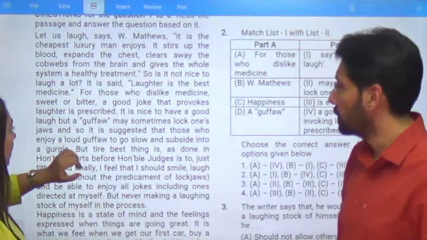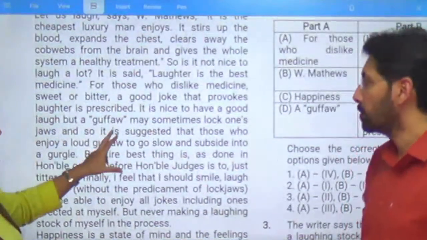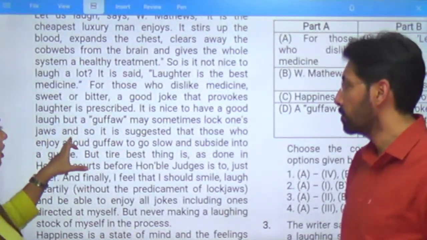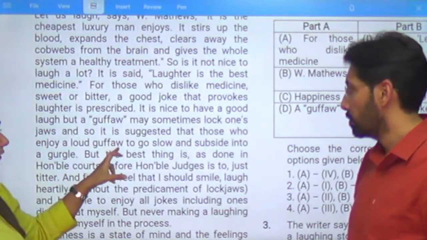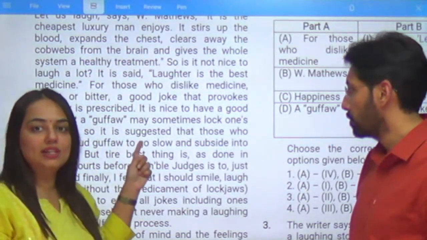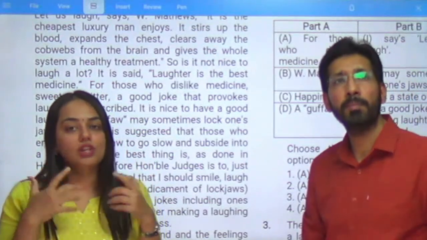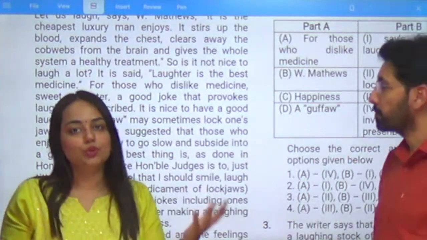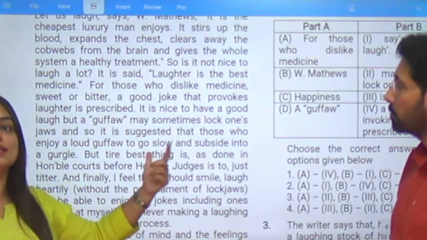So it is nice to have a good laugh, but a guffaw may sometimes lock one's jaws. And so it is suggested that those who enjoy a loud guffaw go slow. And why go slow? Obviously, because it's a great chuckle. How will you lock your jaws? Only when you're laughing very loudly. So you can guess the meaning of this word from the context. And this was just an example of guessing the meanings of words.